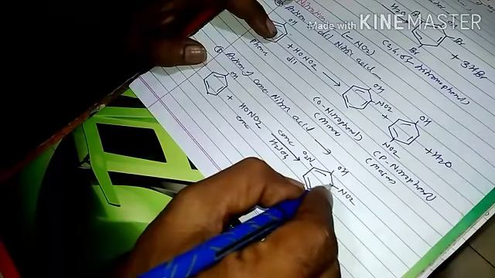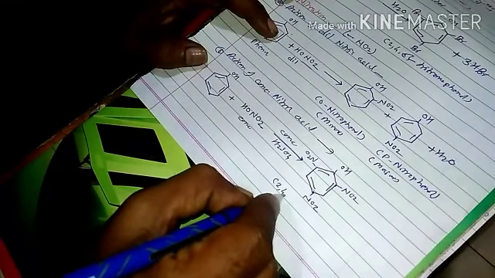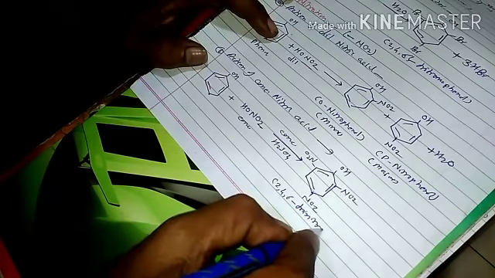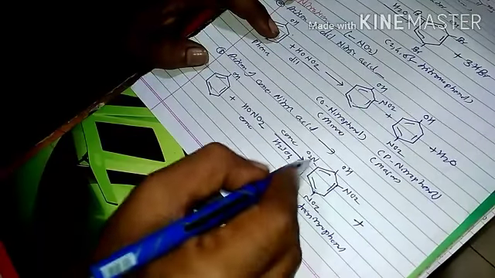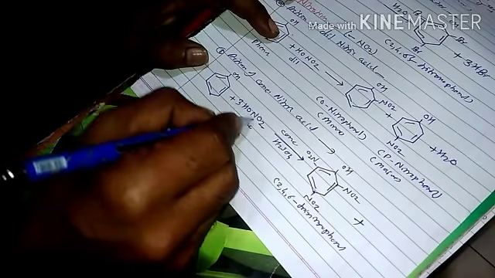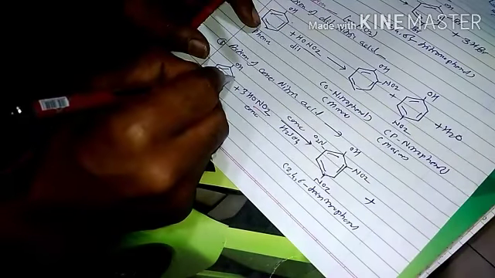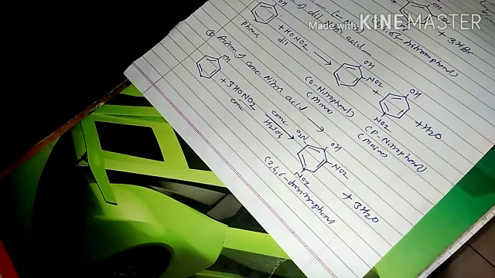Now what is the name of this compound? 1, 2, 3, 4, 5, 6. So 2, 4, 6, then dash, there are three nitro groups, so tri, then nitrophenol. This is the product. And what is the byproduct here? See here, we require three nitro groups, so we have to take three. Now the remaining hydrogen atoms are replaced by these three nitro groups. Now 3OH and these 3H form plus byproduct 3H2O. Okay, so this is the nitration of phenol.